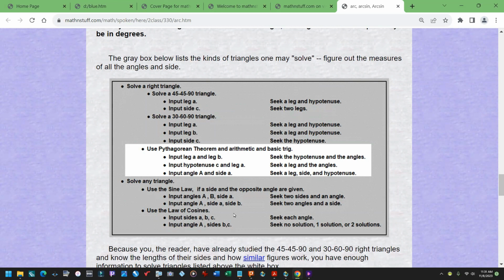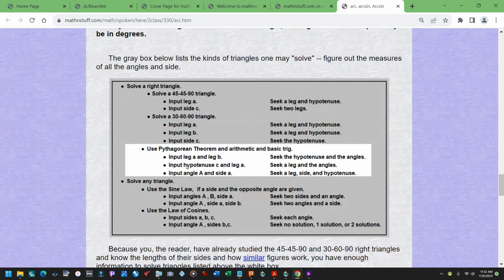In the gray box, these are the ways you can solve a triangle. When you were a kid, you just knew how to do the Pythagorean theorem. That's all you could do. When you got to geometry and learned about a 30, 60, 90 and a 45, 45, 90 right triangle, you could do more work. You could then find some of the angles sometimes.